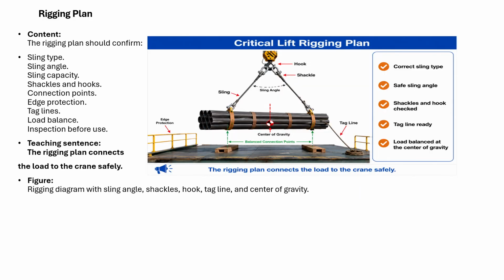Rigging plan. The rigging plan should confirm sling type, sling angles, sling capacity, shackles and hooks, edge protection, tag lines, load balance, and inspection before use. The teaching sentence: the rigging plan connects the load to the crane safely.